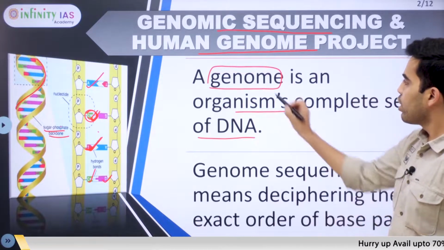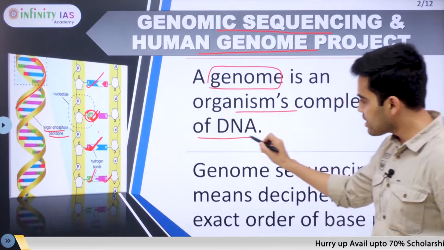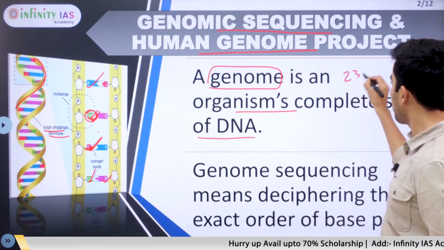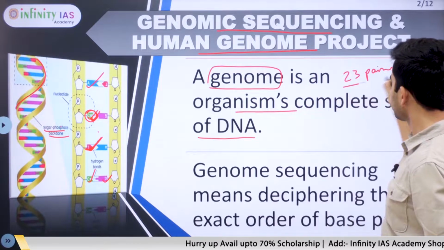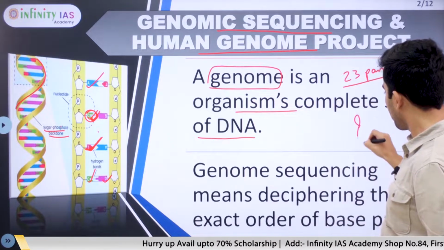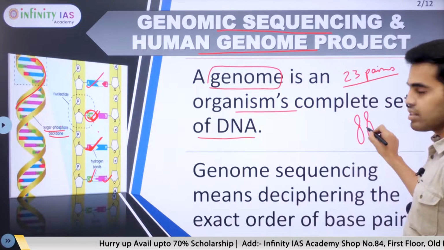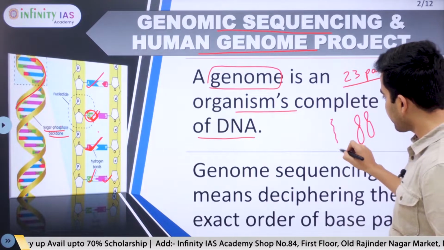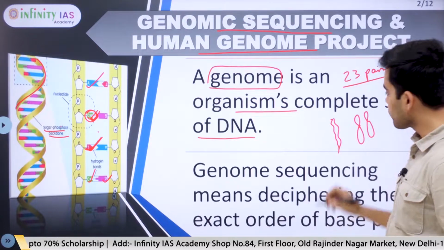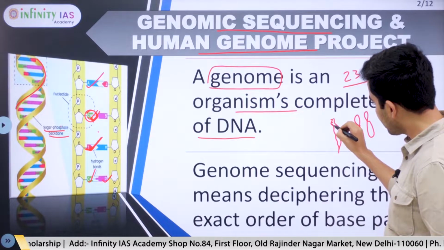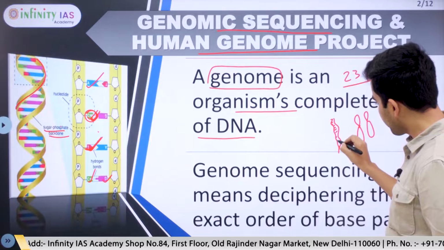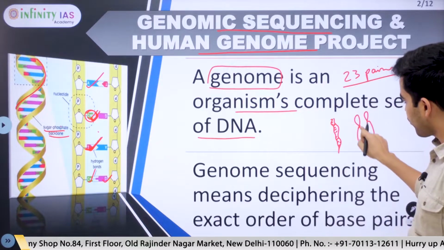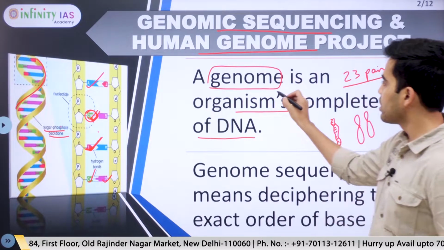So a genome is an organism's complete set of DNA. We know that a human cell has 23 pairs of chromosomes. This is a pair. We have 23 pairs like this. Each chromosome will have chromatin, and each chromatin thread is made up of millions of base pairs. So this entire sequence of 23 pairs of chromosomes is the genome.